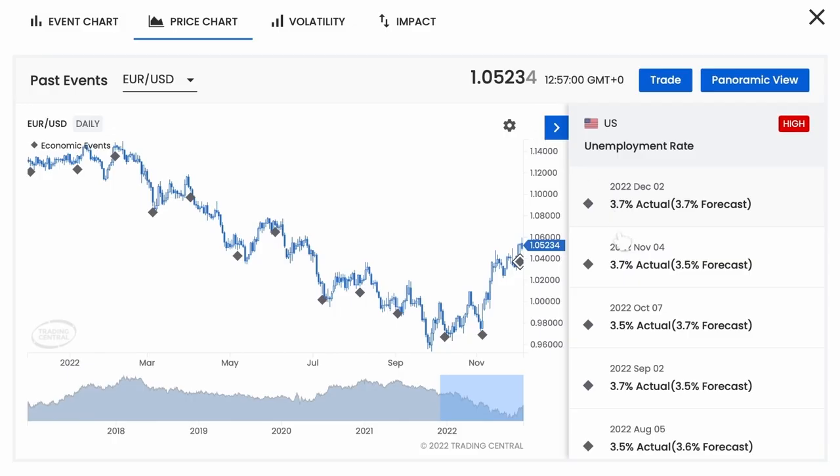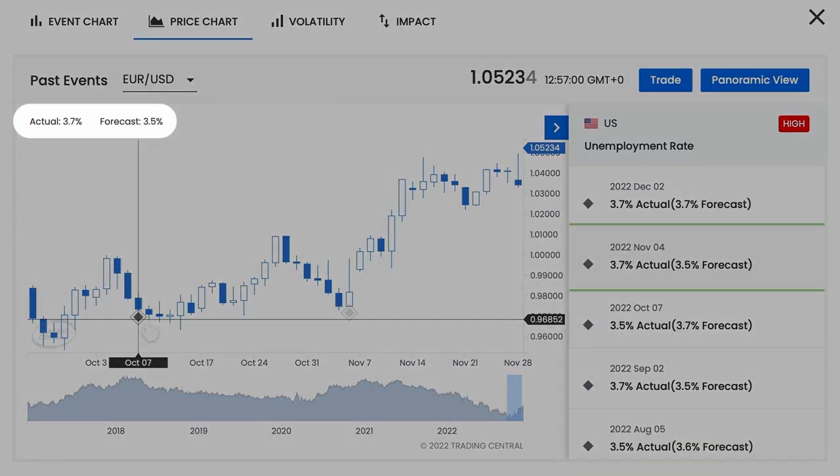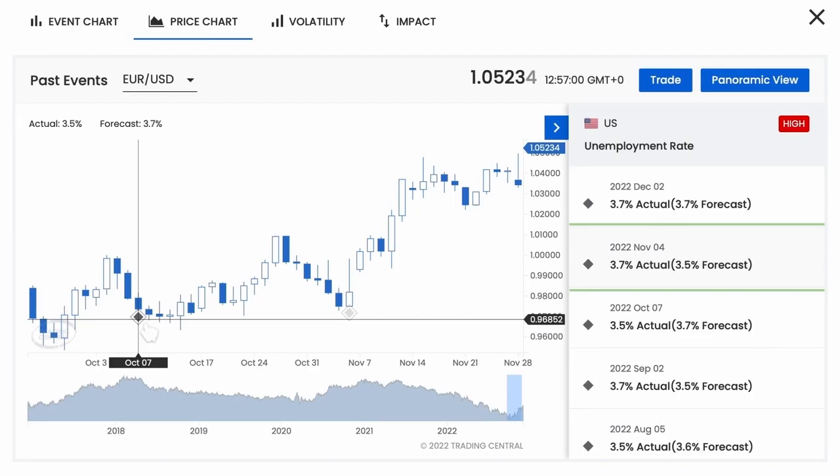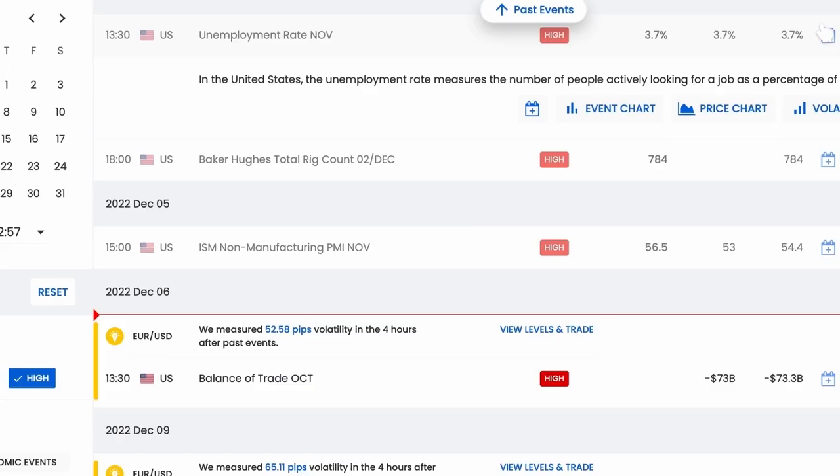Click on any of the events along the right side or hover over the gray diamond to see the forecasted and actual value of that event. Once you've determined which events are relevant to you and your trading, you can add these to your calendar of choice for simple reminders.